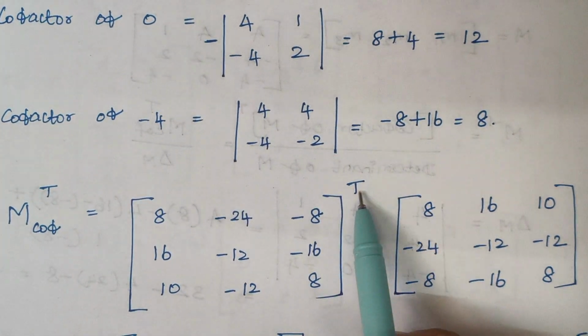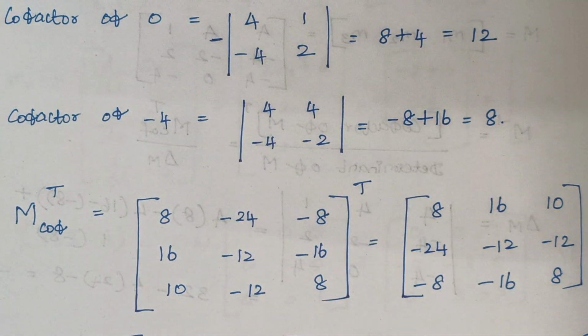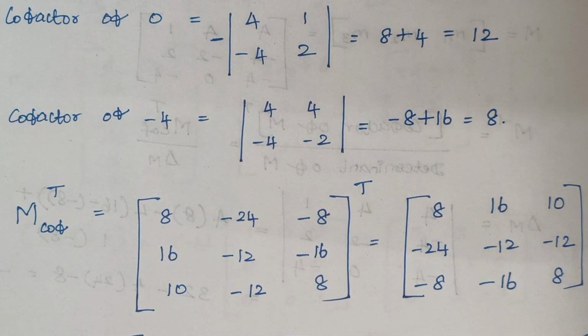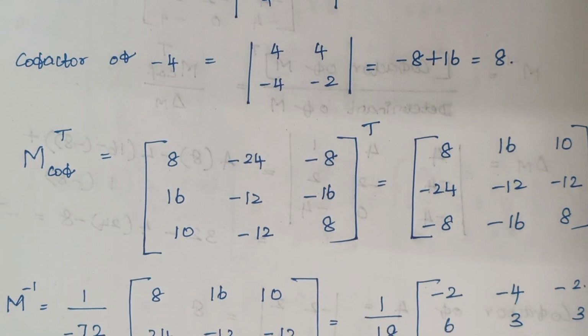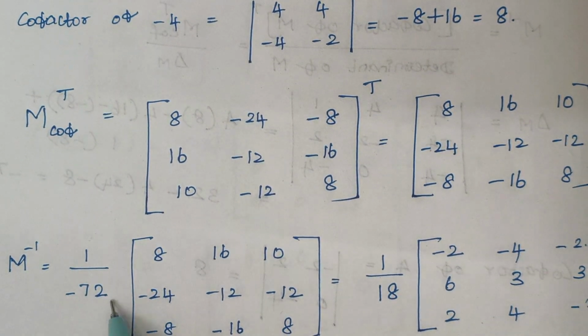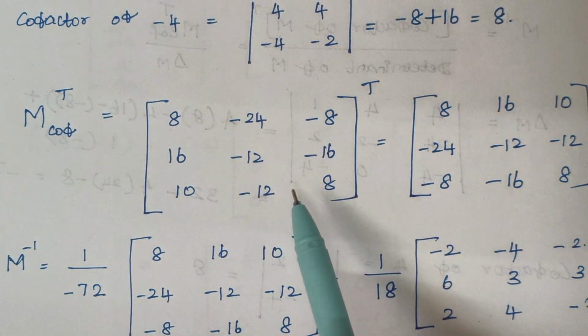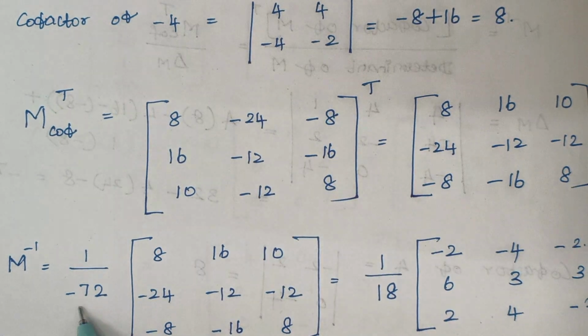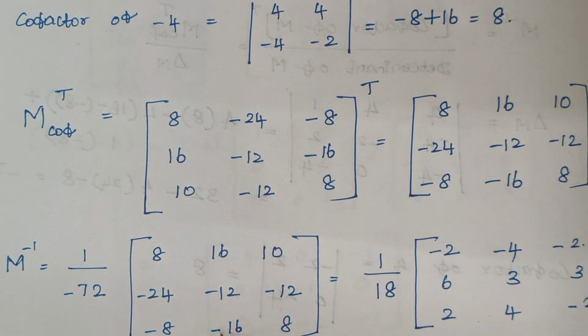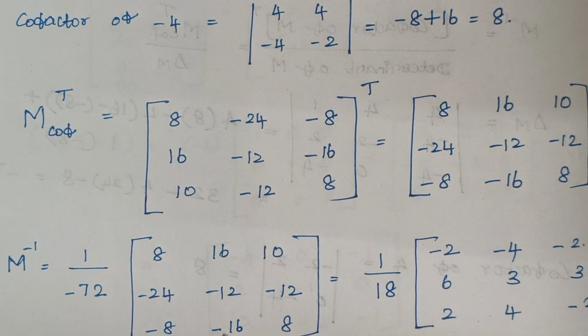Next thing is we have to take the transpose. Transpose is nothing but we have to convert rows into columns, right? And the next thing is calculating M inverse, right? We had calculated M cofactor transpose and we had already calculated the determinant of M. So determinant of M is minus 72 and this is your cofactor transpose matrix.